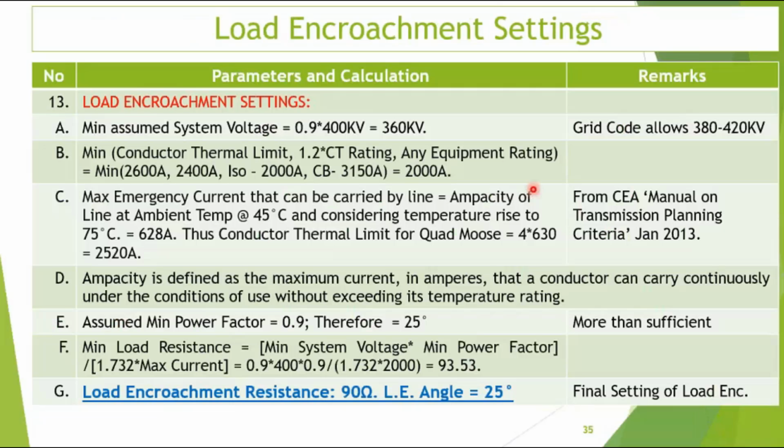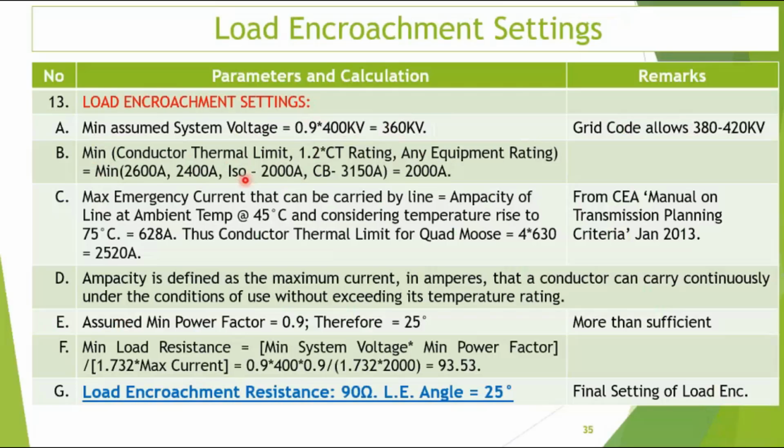Now we come to the load encroachment setting. We assume the minimum system voltage to be 90% at 360 kV. The maximum conductor carrying capability. That function will be minimum, but what we are doing is taking how much current my line will be able to carry. That is the conductor thermal limit, 120% of CT limit, or any equipment rating that we take, and we find in this particular case the isolator was the weakest point.